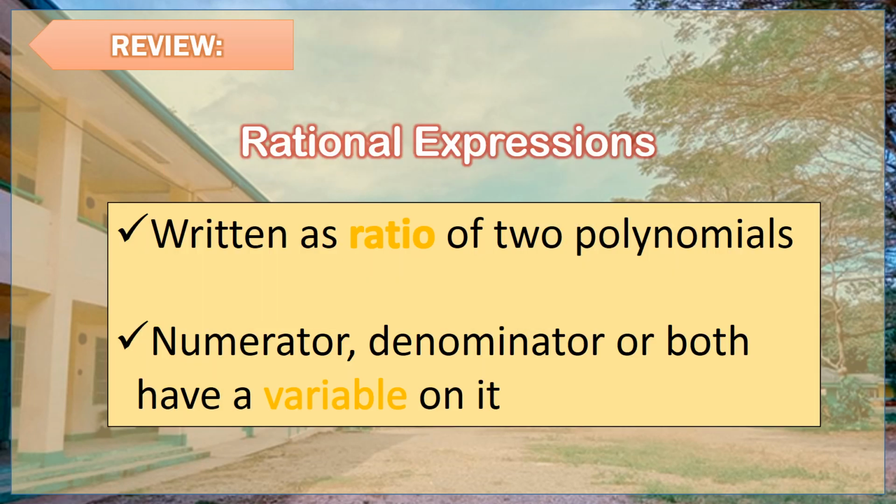Before we proceed to our main topic, let's review rational expressions. What is a rational expression? When do we say that an expression is rational or not rational? First, a rational expression is written as a ratio of two polynomials. Second, the numerator, the denominator, or both have a variable. When we say variable, these are the letters, either X, Y, A, B, C, and so on and so forth.